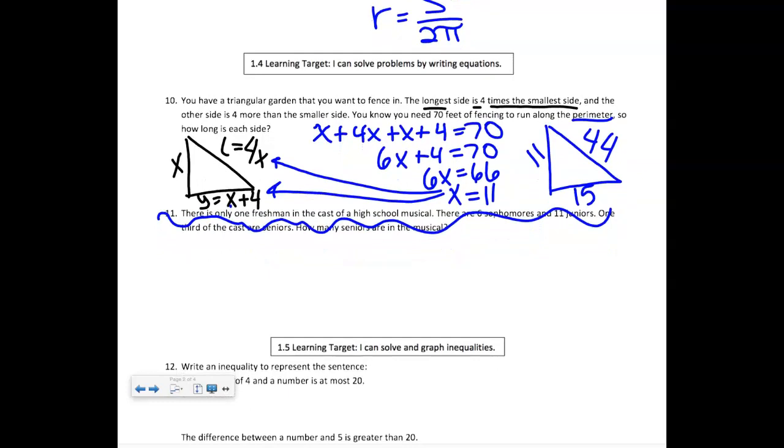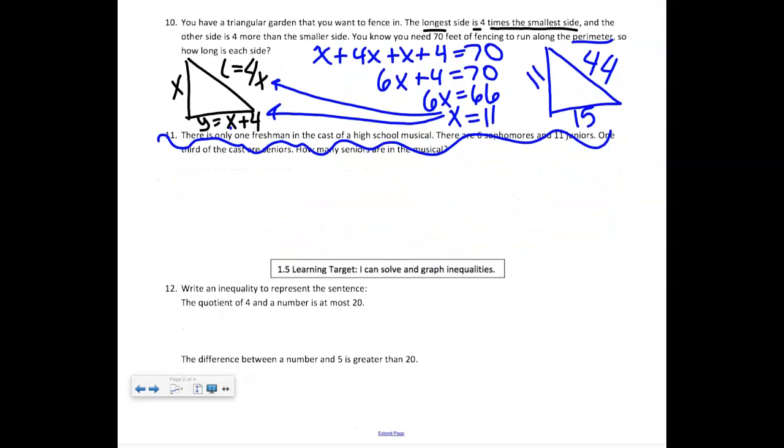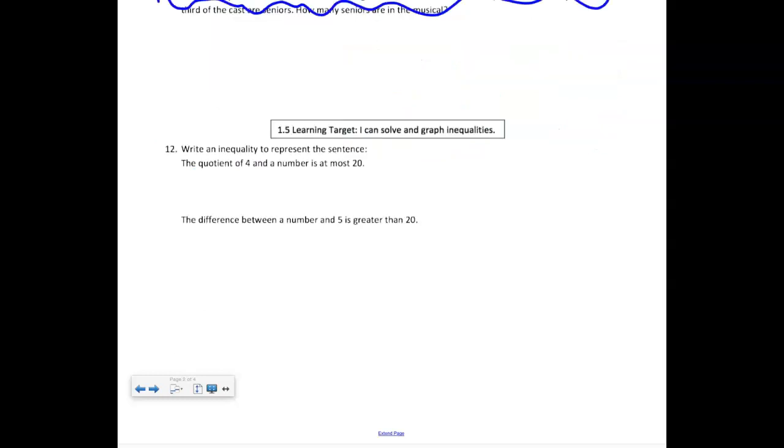All right, these next two, this is when we started getting into our inequalities. So these are words and phrases we have to look for. Okay. It says the quotient of a number and 4 is at most 20. So reminder, quotient means divide. So I'm going to take n divided by 4. Okay. Is at most. So this phrase at most is saying 20 is the highest I want to be. So we're going to say less than or equal to 20.